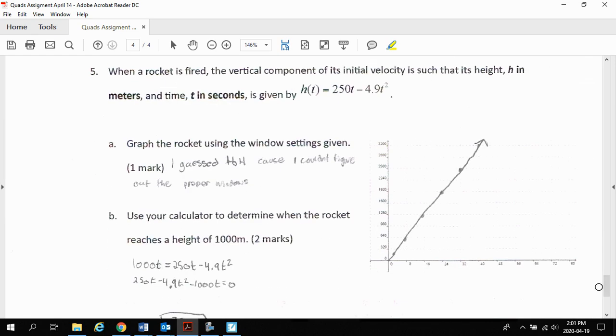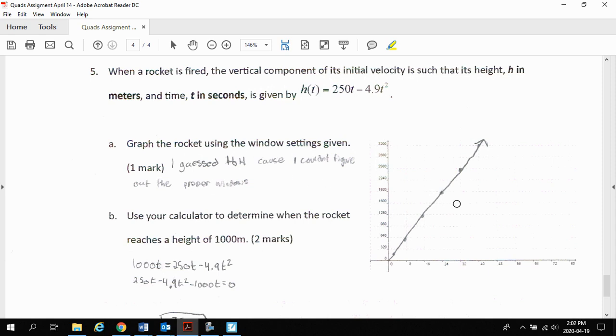It's so weird that it reformatted. You couldn't figure out the proper windows. So for this one, make your window setting this. Have it like this. So make your y values between, I don't know, -100 and 3200, and have your x values between -10, I guess, so it has that, and 80.